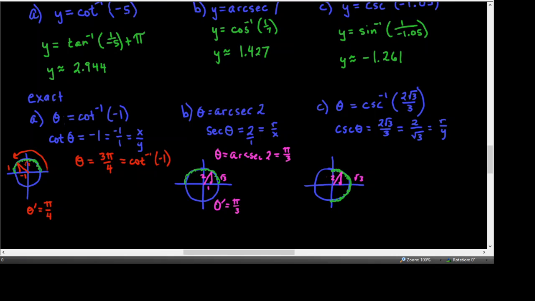Oh, that's the same triangle we just used in the previous problem. So we know the reference angle is pi over 3. And that is actually the answer we want, because we want something that's either in the first quadrant or in the fourth quadrant, between negative pi over 2 and pi over 2. And that fits the bill. So theta, which was cosecant inverse of 2 square root of 3 over 3, is equal to pi over 3. Also, just like problem B was.